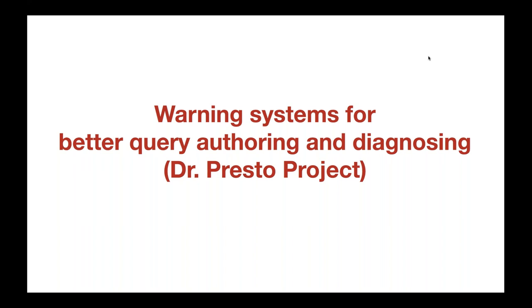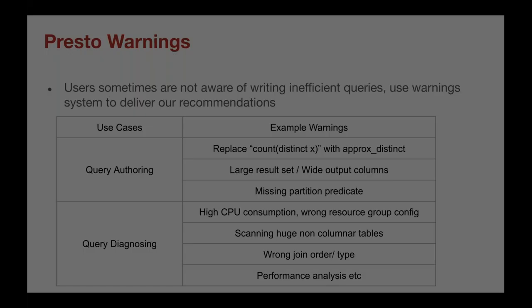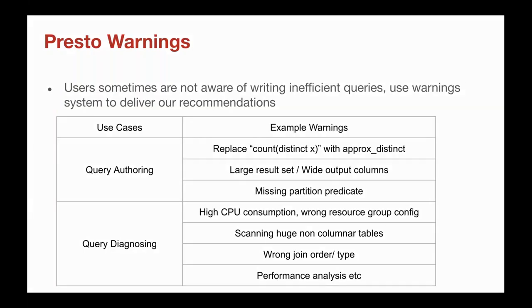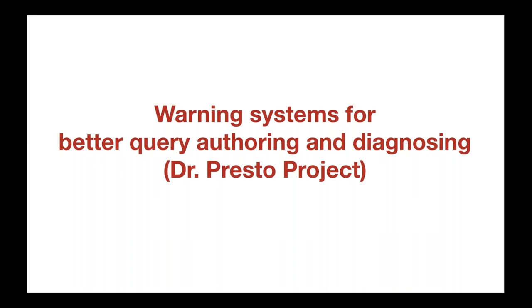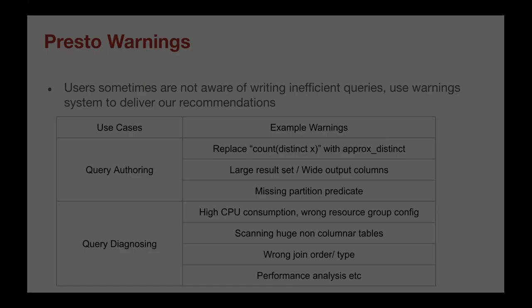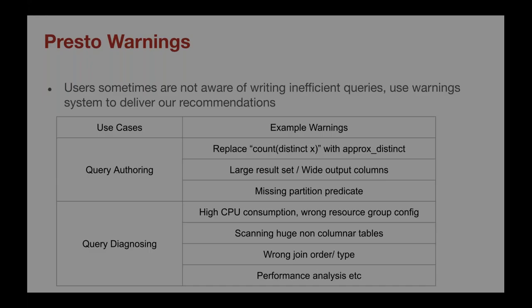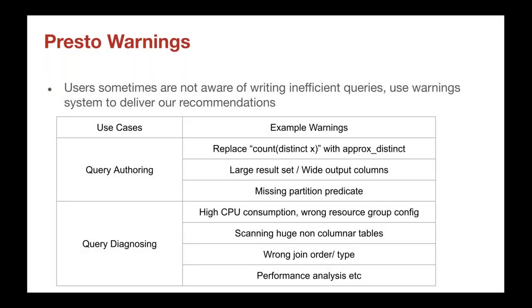The intent of this project is to help users write better queries. When a user is writing or running a query, we want to expose as much information as possible to help the user identify how well their query is running, or what they should improve when the developer is trying to rewrite the queries. To do that, we are leveraging the warning system that Presto already provided.